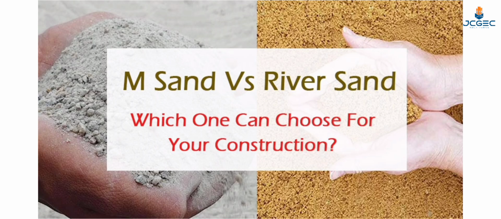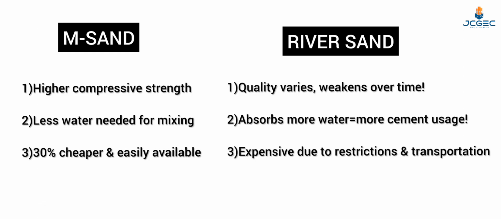Comparison between M sand and river sand. M sand has higher compressive strength. River sand quality varies, weakens over time. M sand needs less water for mixing. River sand absorbs more water, more cement usage. M sand is 30% cheaper and easily available. River sand is expensive due to restrictions and transportation.